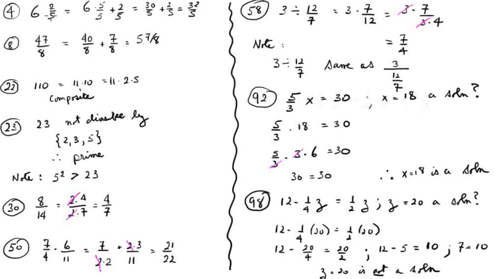The shortcut for doing this is to multiply 5 times 6 and get 30, and add 30 and 2 to get 32 over 5.